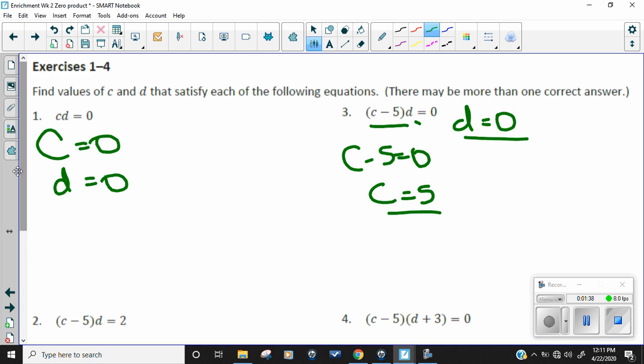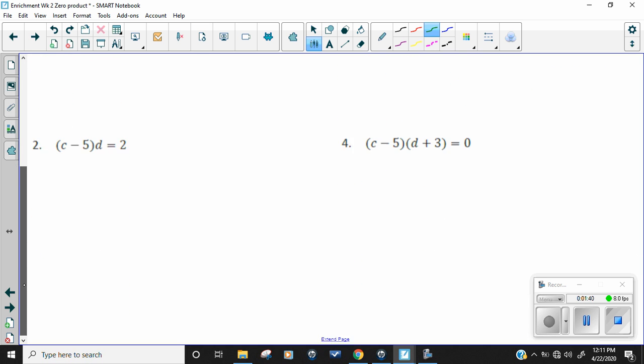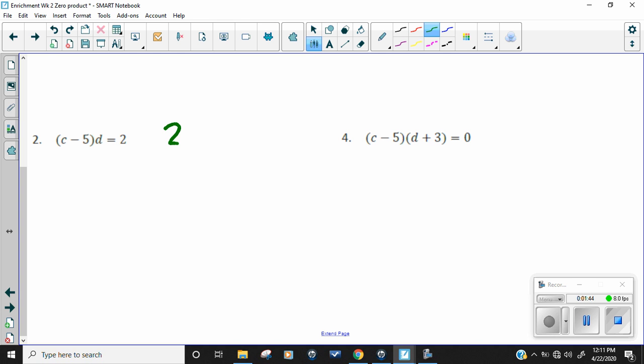Now I'm going to show you why it only makes life easier when it's equal to 0. This one's equal to 2. Now 2 is prime, thankfully, so it has only two factors, but there are different variations of that factor. I could have 2 times 1, 1 times 2, negative 2 times negative 1, negative 1 times negative 2. So I could have any of these factors represent this first parenthesis and the D. So I'm just going to do 2 times 1.